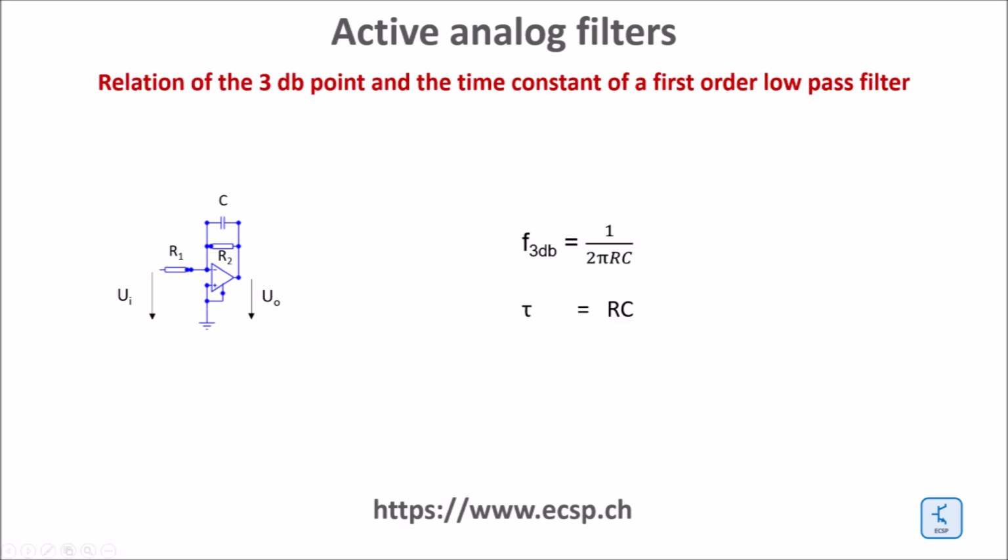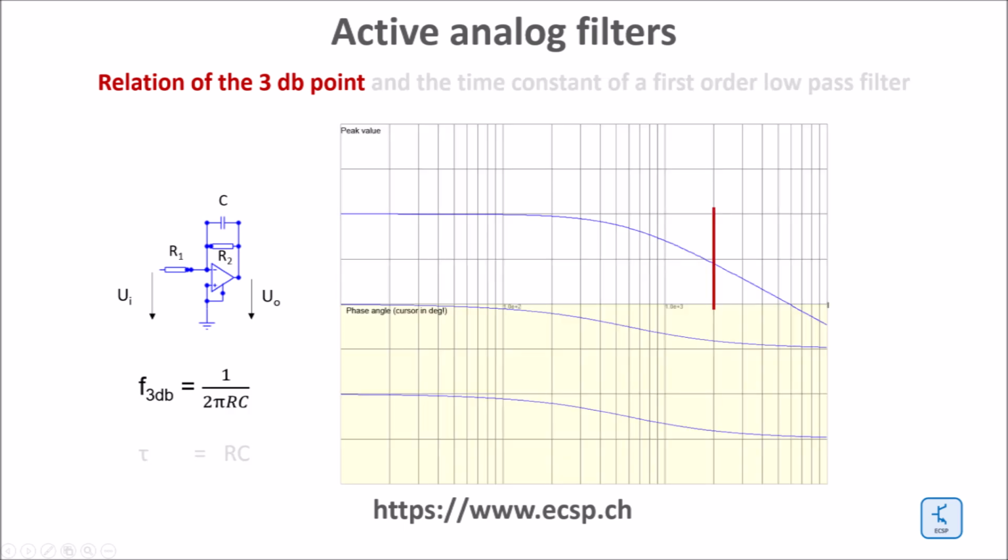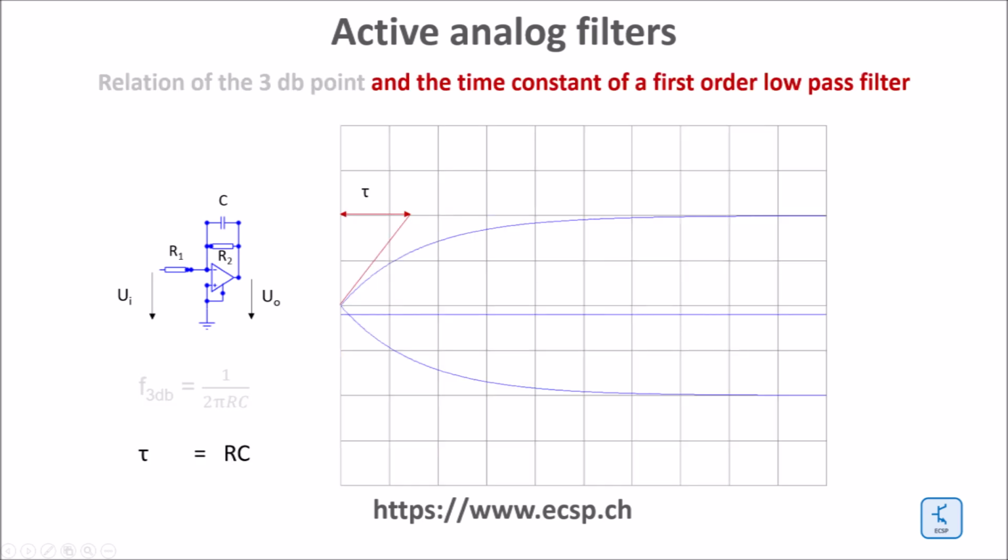There is a correlation between the cutoff frequency of a filter in the frequency domain and the time constant of a step response in the time domain. The cutoff frequency is defined as the frequency where the signal crosses the 3 decibel point, equal to 1 over the square root of 2 or 70% of the unfiltered signal. The time constant is the time needed for a signal to reach 63% of the voltage step.